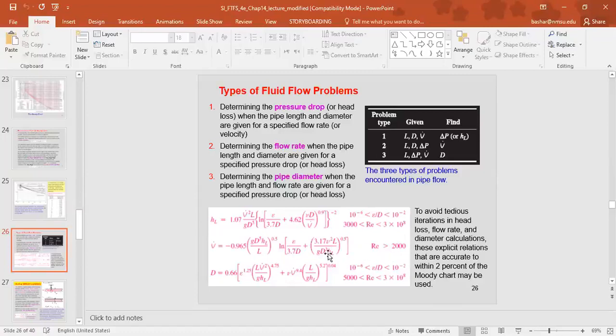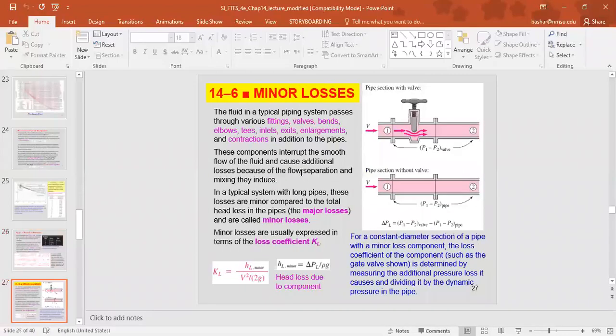These equations are called the Swamee-Jain equations. Determine the pipe diameter when the pipe length and flow rate are given for a specified pressure drop, then we can use this equation. So that's to avoid the tedious iterations. We can use these relations. This one is for the head loss in case the pipe length and diameter are given, as well as the volume flow rate. So these are the three types of problems encountered in pipe flow.